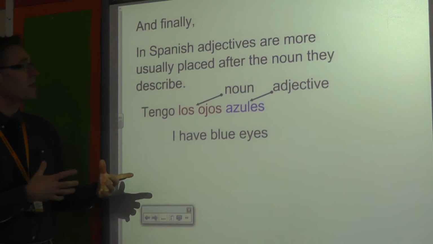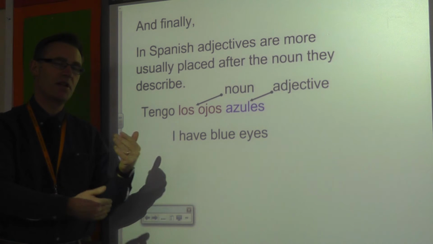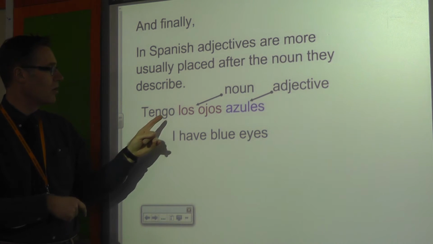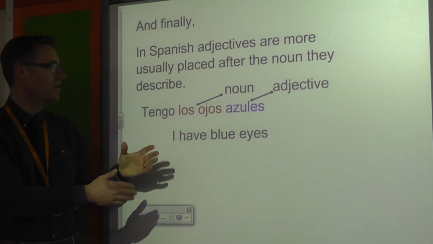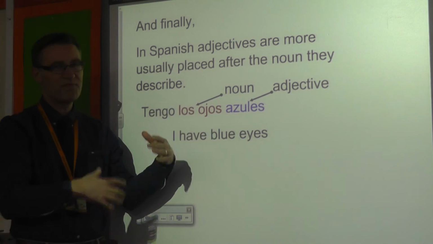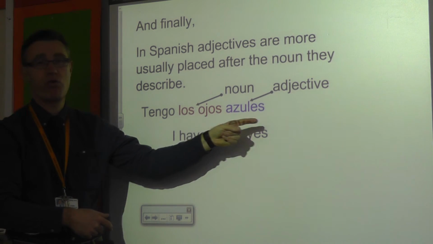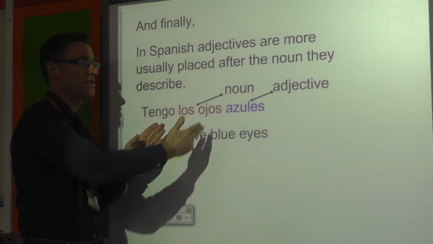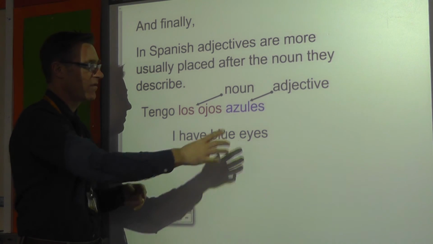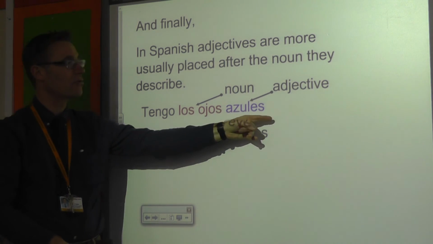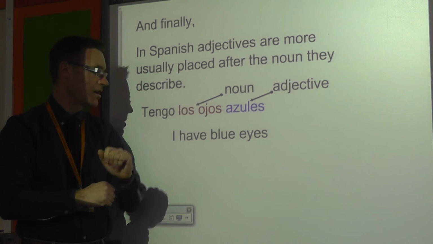Okay, so just a couple of things to end with. In Spanish, adjectives are more usually placed after the noun that they describe, which is probably a little bit different to English. So here we've got tengo los ojos azules. So here we've got this idea that the noun comes first, the eyes, that's the noun, and then a little bit more detail for our noun is the adjective. Tengo los ojos azules. In English, obviously, it's the other way around. I have blue eyes, so we flip around, we've got adjective, noun. There are some exceptions to that rule in Spanish, but if you stick to the general rule that the noun comes first and then the adjective.